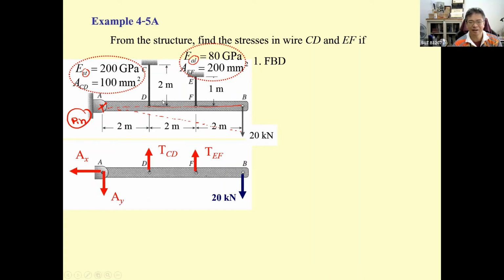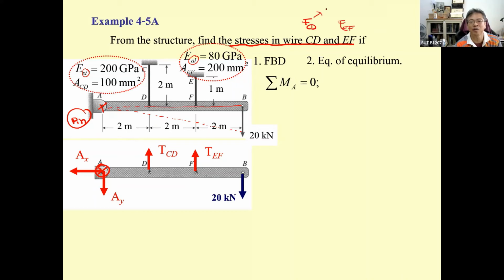Then you may use the summation of moment about point A to eliminate A sub X and A sub Y from our consideration. So just take the moment at this one first, because we like to find the stress in CD and EF. That means before you find the stress, we got to find the force. From the force, we can find the stress that they asked us to do.